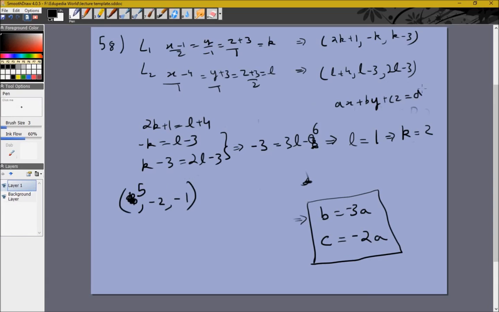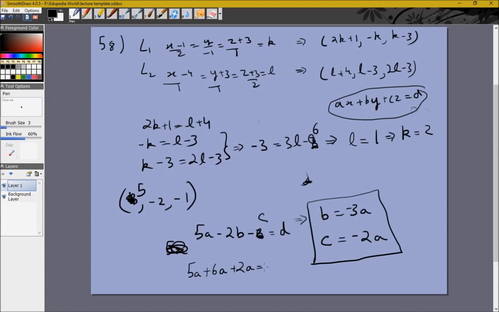This point passes through ax plus by plus cz plus d is equal to 0. That means 5a minus 2b minus c is equal to d. Right. And b and c are minus 3a and minus 2a. So we get 5a minus 2 times minus 3 is plus 6a. This should be minus 3. Minus of minus 2 is plus 2a is equal to d, and from that we get d is equal to 13a.